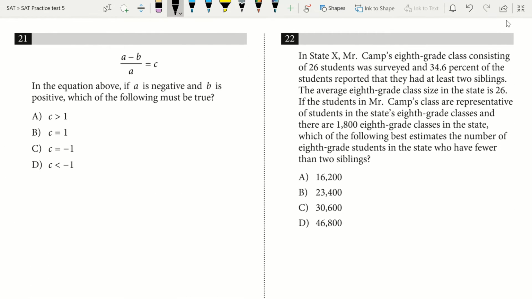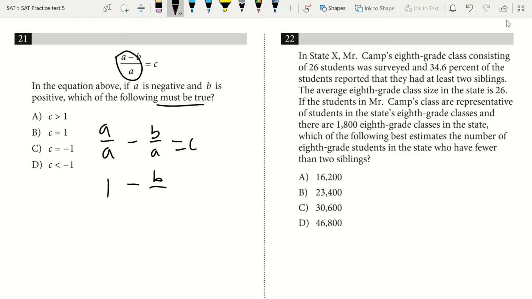In the equation above, if A is negative, B is positive, which of the following must be true. All right, well, I see that this equation here could be rewritten as A over A minus B over A equals C. A over A gives me 1. Then I have minus B over A. We know B is positive, so we're just going to leave that there. And we know A is negative.